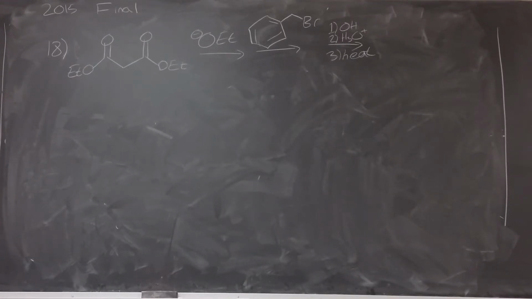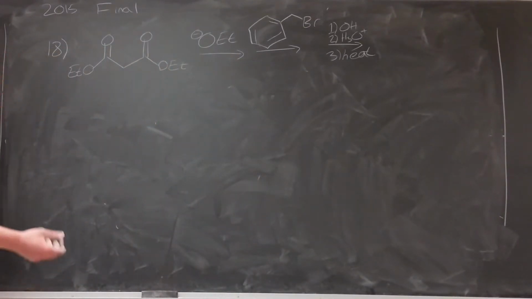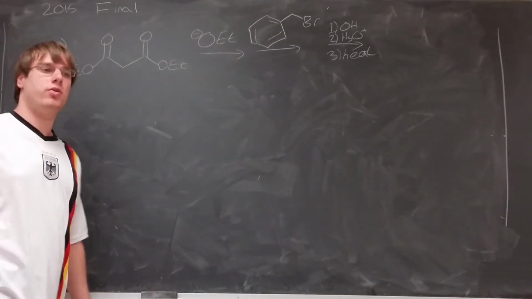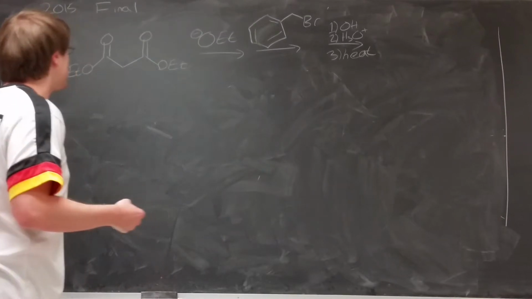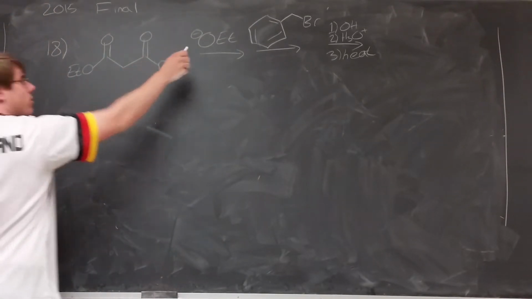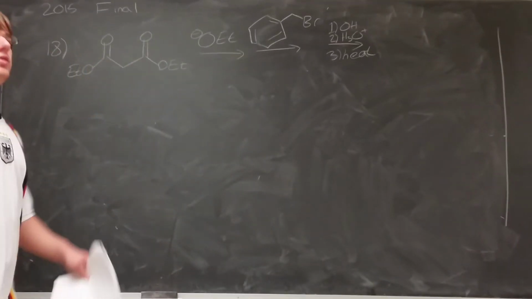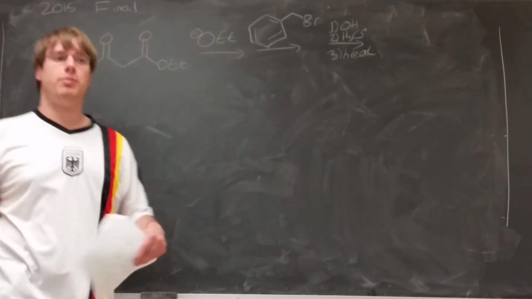Number 18 asks us to draw the major product of this reaction sequence. Now this is a question that's based on material from the second exam involving malonic ester syntheses. So the first step you're given is a diester, a malonic ester more specifically, and then an OEt minus. An OEt minus we've seen is either a base or a nucleophile depending on the settings.